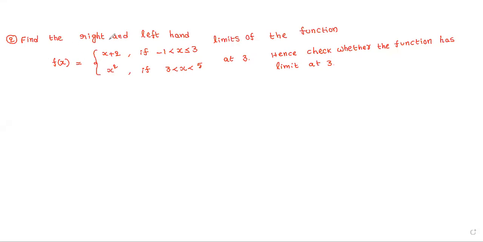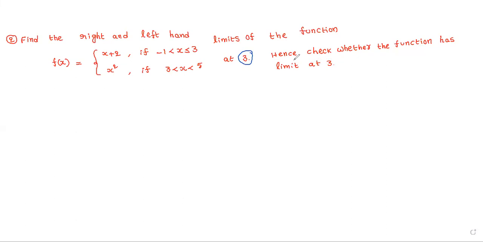The second problem: find the right and left hand limits of the function f of x equal to x plus 2 if minus 1 less than x less than or equal to 3, and x square if 3 less than x less than 5, at 3. Hence check whether the function has a limit at 3 or not.